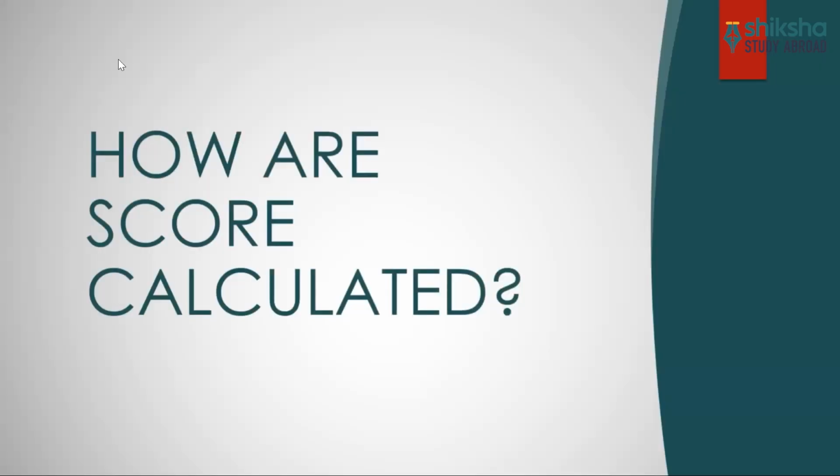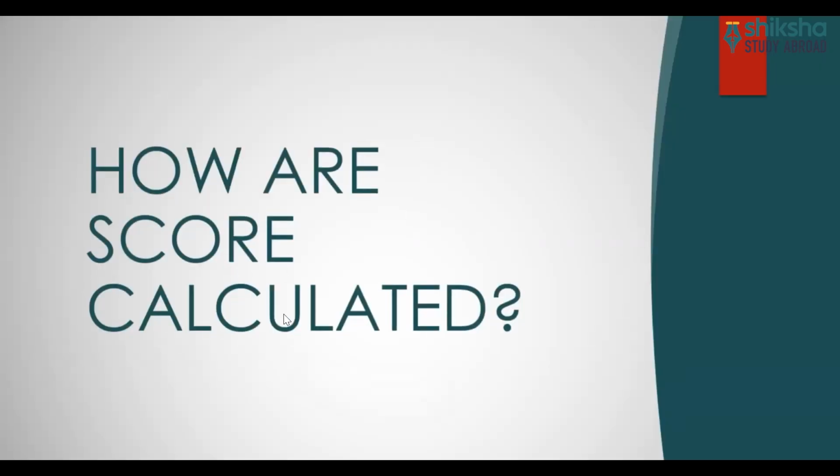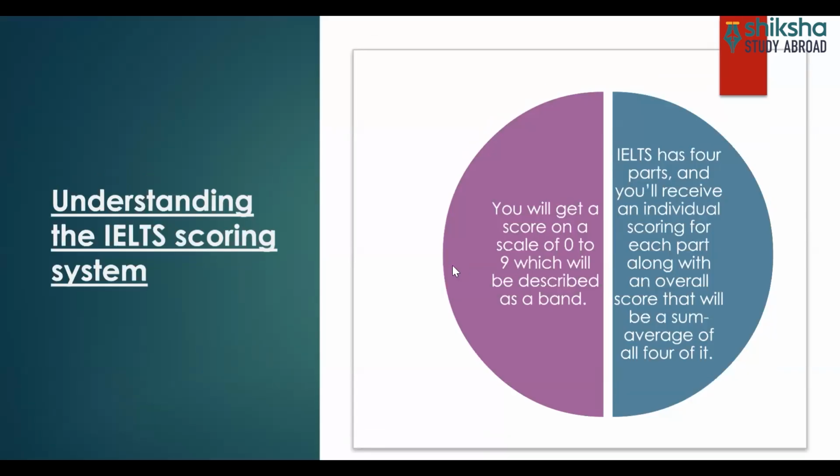Another topic is how scores are calculated. So let's see how they are calculated. Understanding the IELTS scoring system, you will get a score on a scale of 0 to 9, which will be described as a band. IELTS has 4 parts, we already know that now, and you'll receive an individual score for each part, along with an overall score that will be the average of all 4. All right. Moving on to another slide.